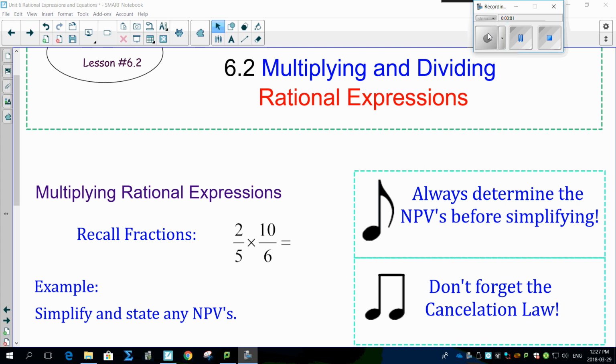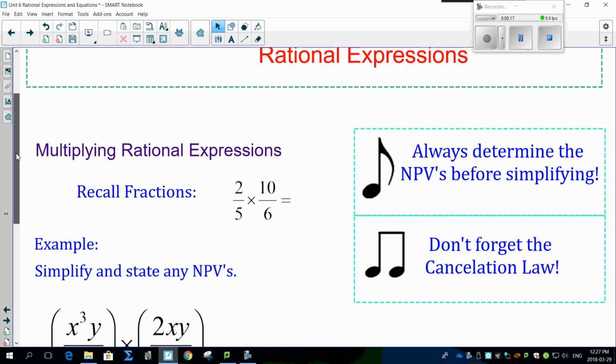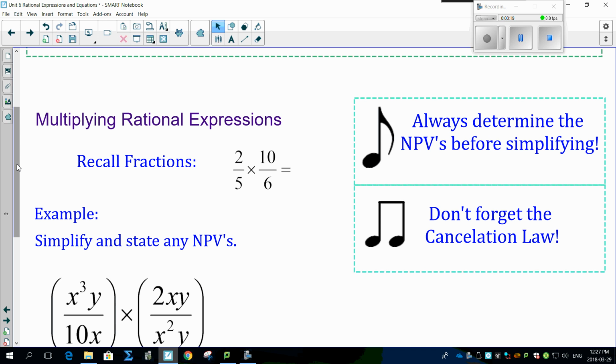Well, this looks like fun. We're now going to take rational expressions because, after all, they're just fractions anyways, and we're going to multiply and divide them. Oh no! Oh yes! Okay, how do you go about doing something like this? Well, you've got to remember fractions from when you were in grade 7.